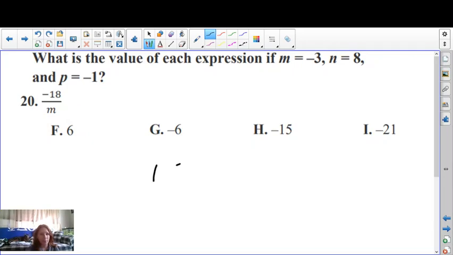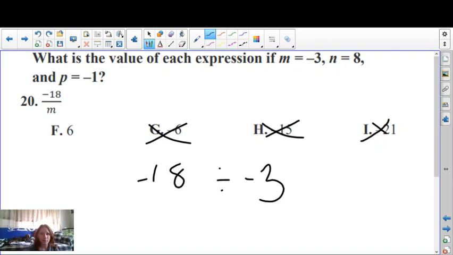Remember, fractions are just division problems, so negative 18 divided by m is negative 3. So negative divided by negative should turn positive. So my only answer is 6.